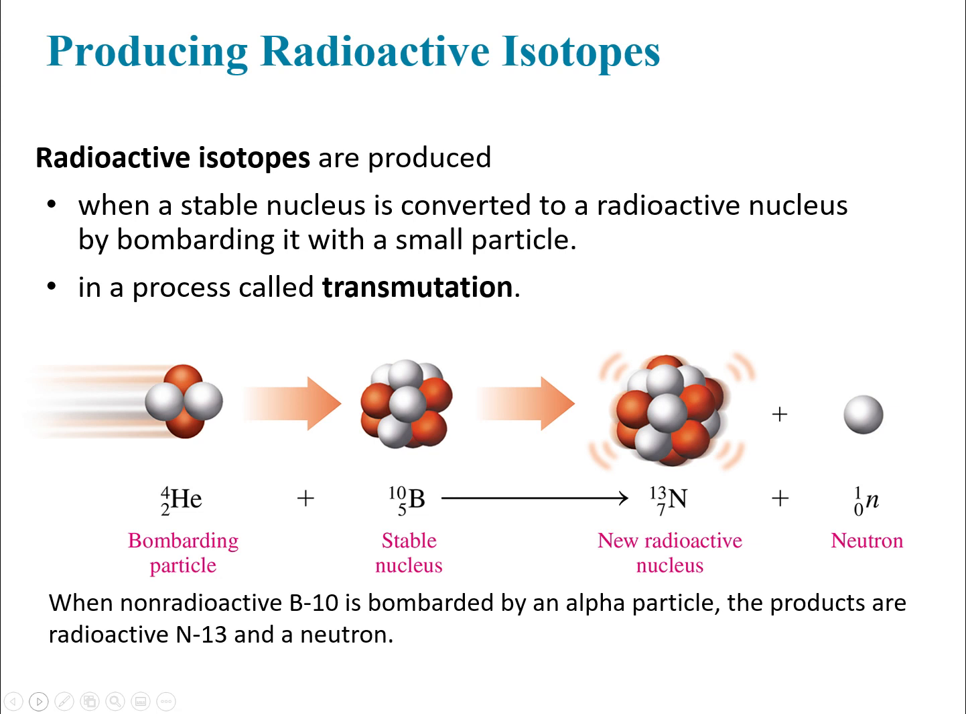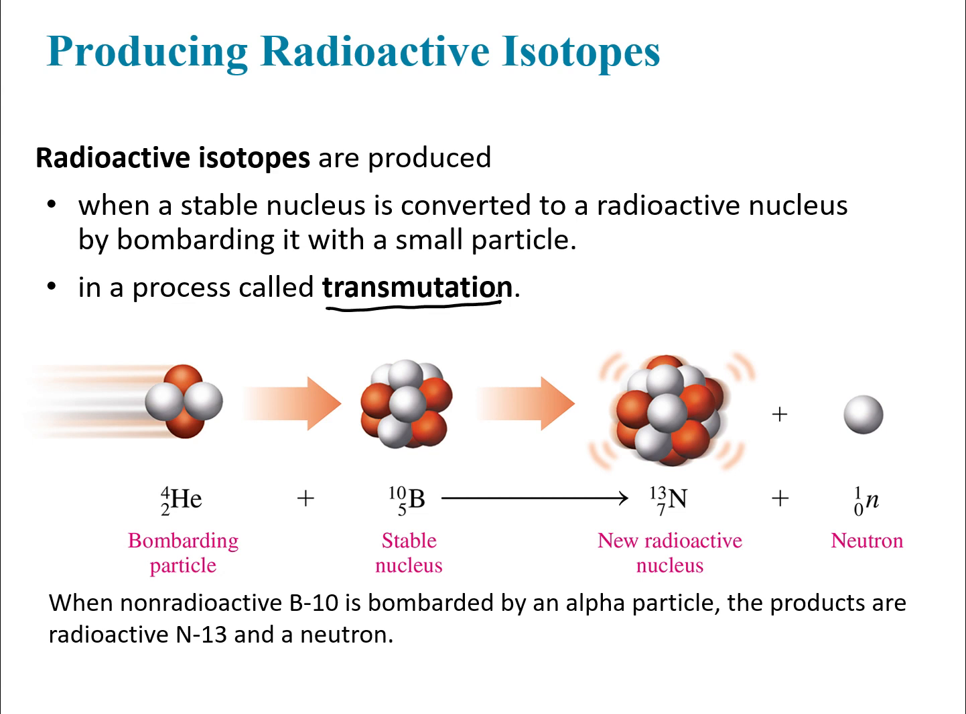So we talked about decay. That's where you have an unstable nucleus. It releases some energy. Maybe it releases some particles. And then you make a new element. Maybe you have some particles on the other end. You can make radioactive isotopes by taking a stable nucleus and bombarding it with a small particle. And that process is called transmutation.